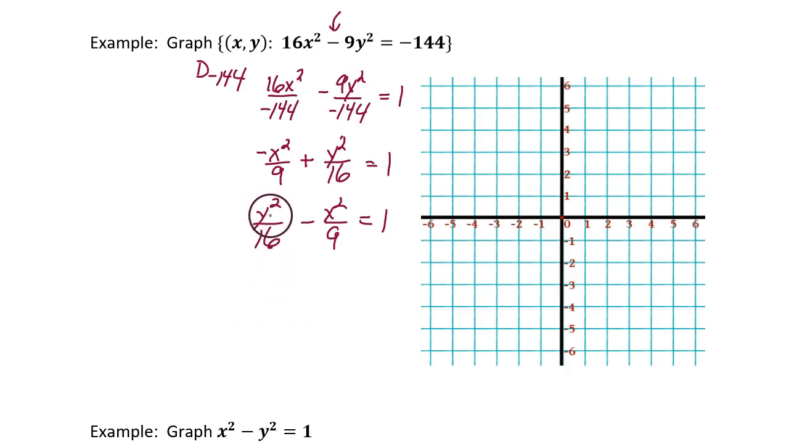The term with y comes first, so what's its orientation? Is it the kind that goes side by side, or the kind that is like the up and down? What's the orientation when y comes first? It's that second one. Okay, using square roots, we see a is 4 and b is 3. So on the y-axis, go up to 4 and mark it, and go down to -4. On the x-axis, go to -3 and +3. Now what do we do? Draw a box.